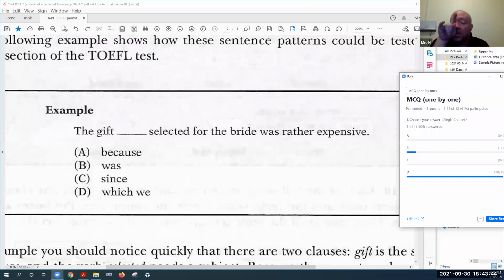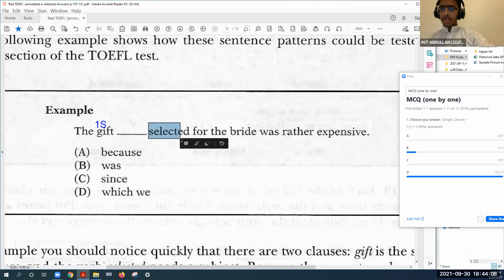Okay. But which is the connector? First look at the example, okay? And tell me, do you see a subject in the sentence? The subject, the gift. Okay, the gift. The subject selected. Now, we want to match the verb to the gift, right? Do you know the meaning of selected? Selected is the first verb.